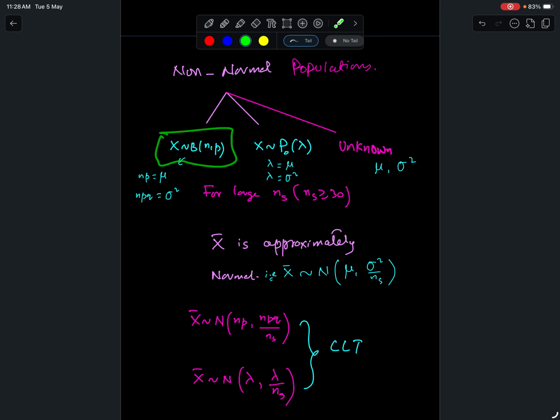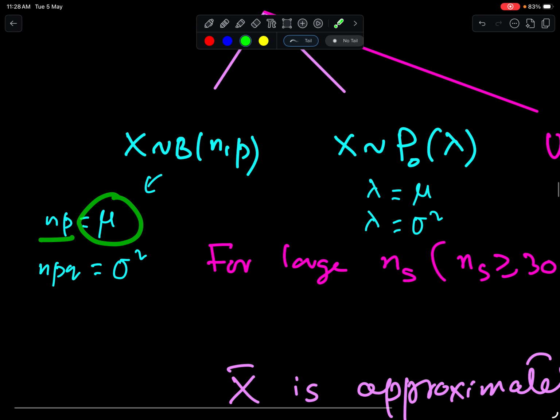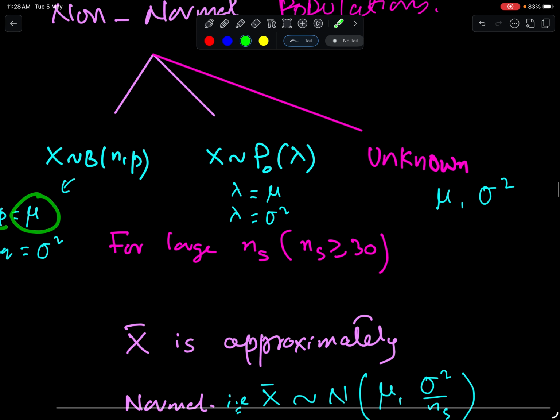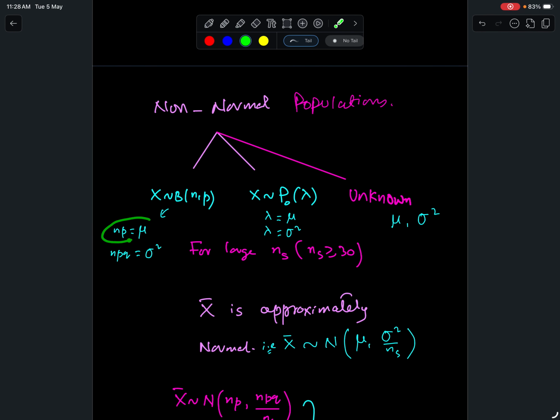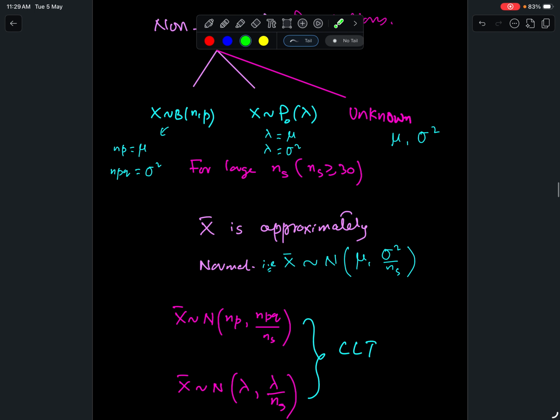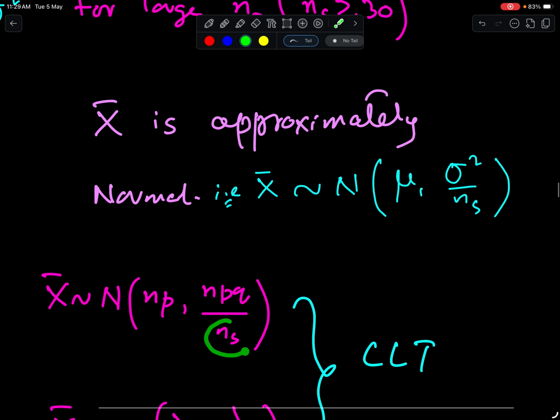Binomial, this is binomial with parameters n and p. So mean mu is np, see, mean is np and variance is npq. So for binomial, write in this way: x bar is approximately normal with mean np, variance npq over ns. See, this ns and this n are different. This is the sample size, whereas this is the n of the binomial.